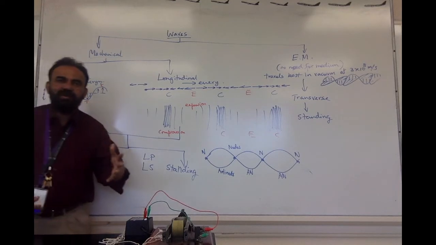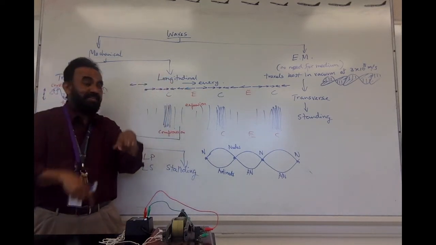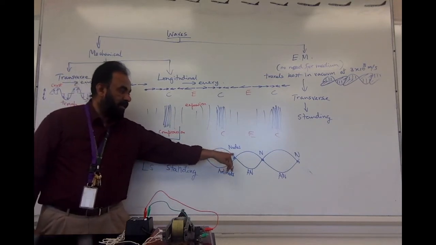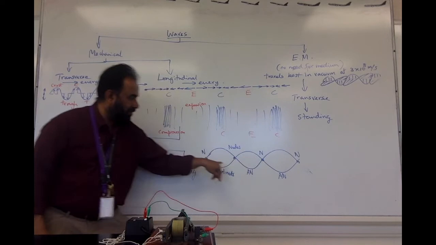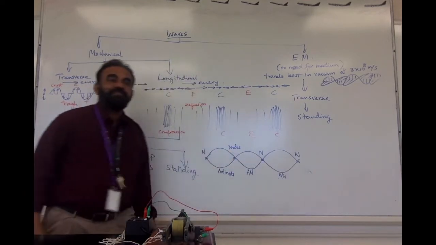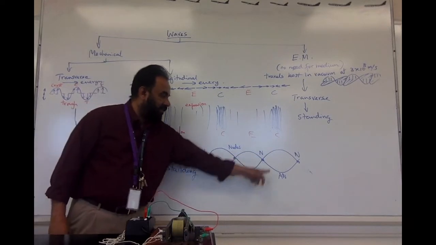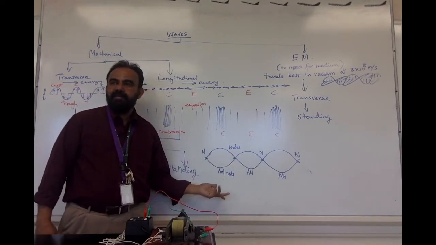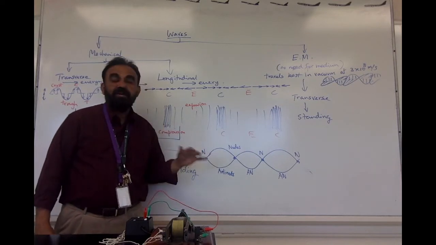So what is a standing wave? When two identical progressive waves move in opposite directions and meet, it will form permanent positions of zero disturbance. Look at this. Zero disturbance, zero disturbance, zero disturbance, zero disturbance, called nodes, and maximum disturbance areas called antinodes. Is that clear? That is called a standing wave.